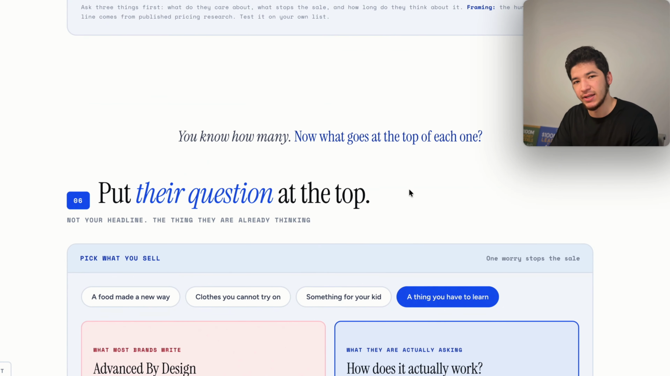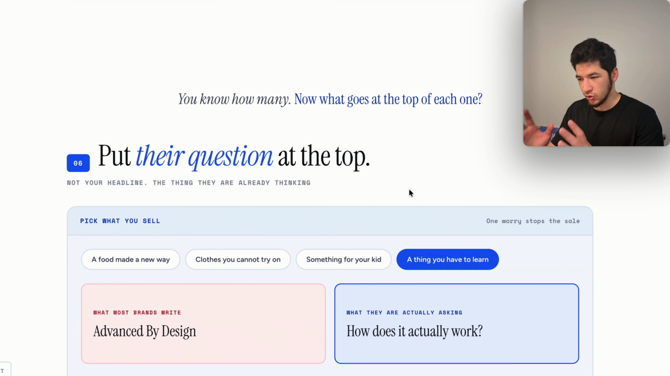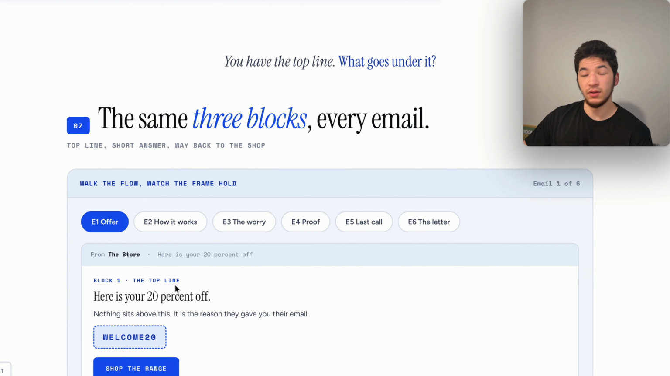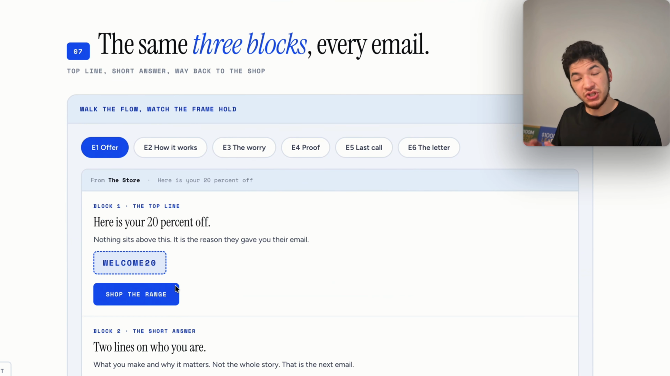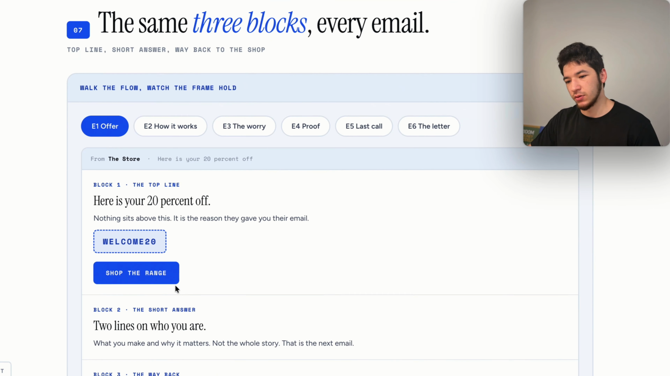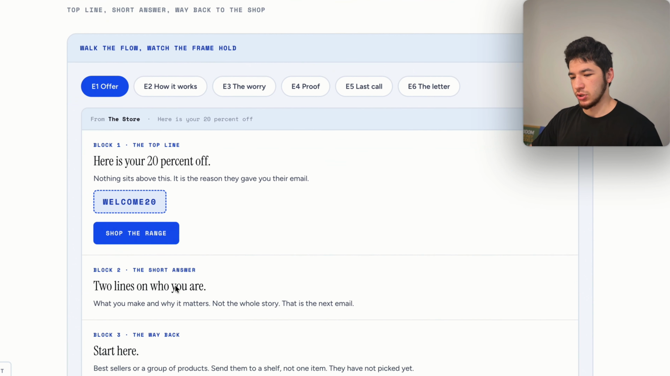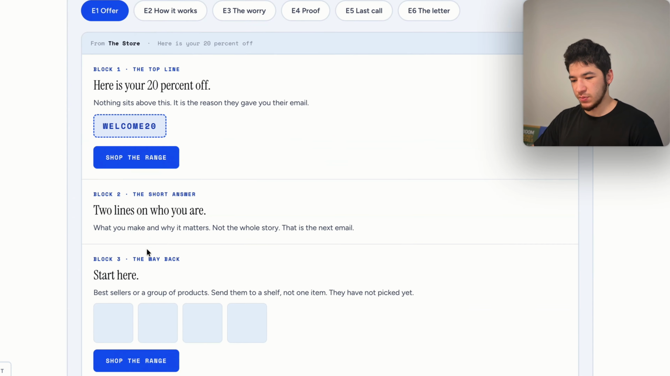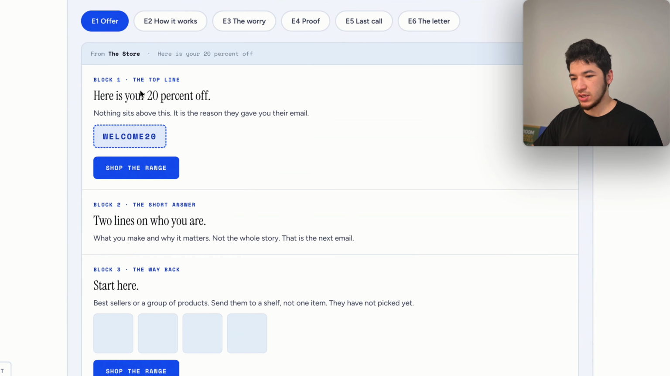That's the main line that you have in your welcome flow, and you usually put it on top or in the first couple of emails. Now let's cover the actual structure of each email that you should be sending. So the first email, the offer email, should include something like this. The first block is you basically saying, hey, here's the 20% off, here's the welcome, and shop the range.